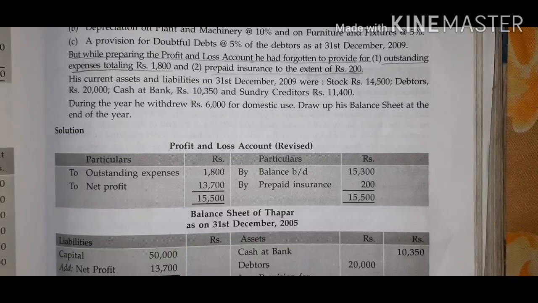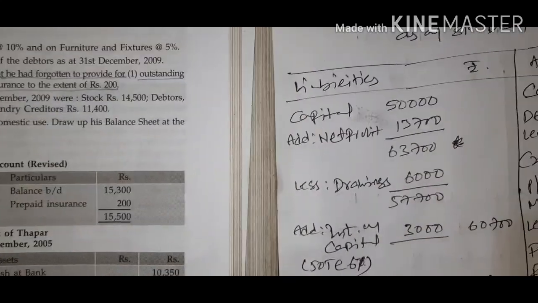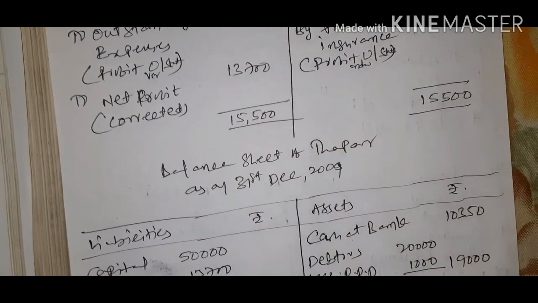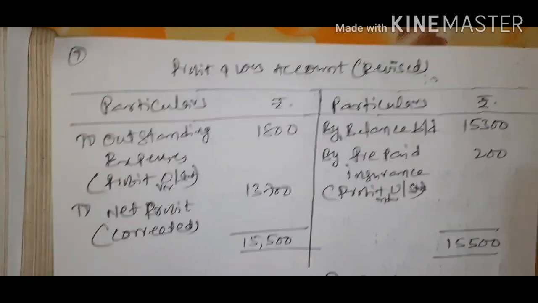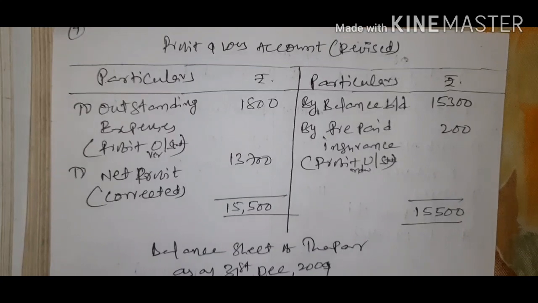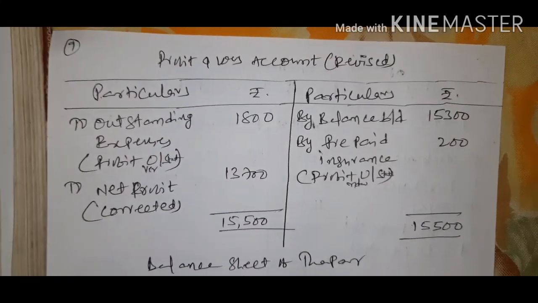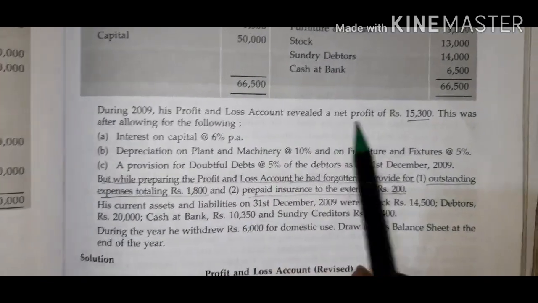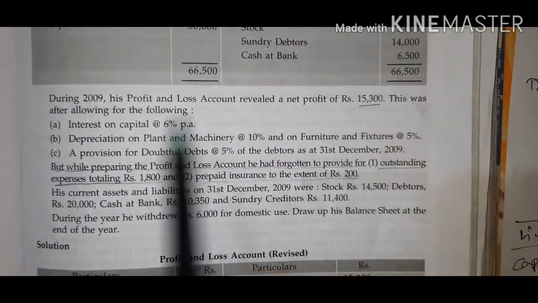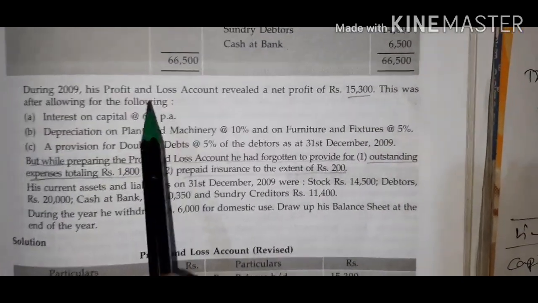Friends, before drawing up the balance sheet, we'll see the revised P&L account since some adjustments have not been made with regard to outstanding expenses totaling rupees 1,800, prepaid insurance to the extent of rupees 200. Then friends, here let us see, during 2009 his profit and loss account revealed net profit of 15,900. This was after allowing the following.